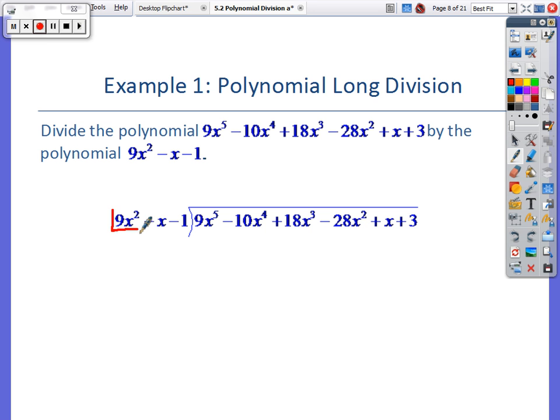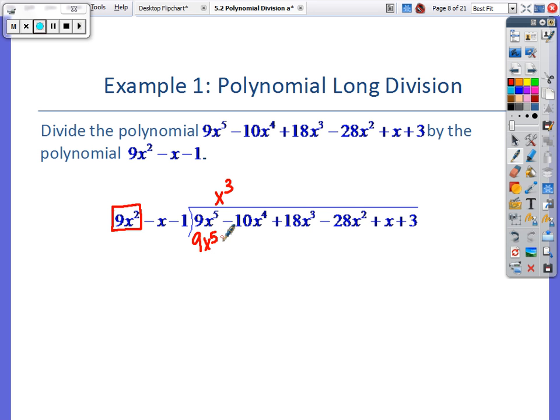So here's my big brother. Put the box around it. And I want to ask it questions every time. So my first question is, I want to make 9x squared 9x to the 5th. So the 9's are already the same, so I don't have to do anything there. But x squared, to make it x to the 5th, wouldn't I cube that? Because multiplying powers, you add exponents. So you end up getting 9x to the 5th.